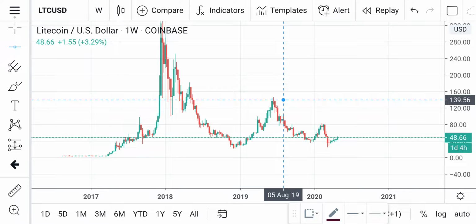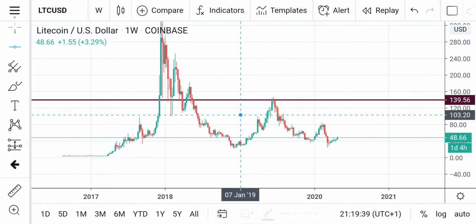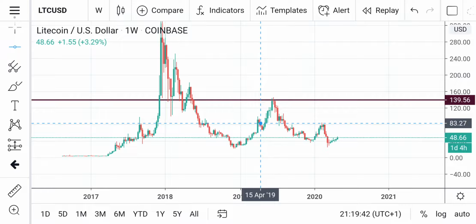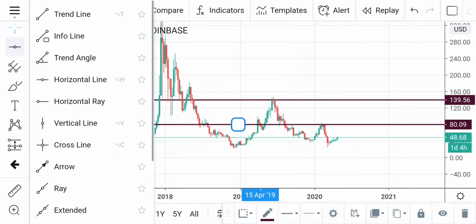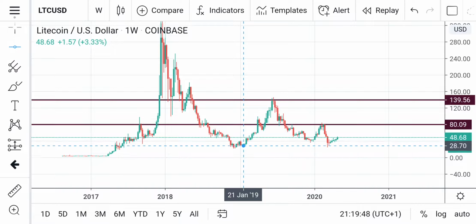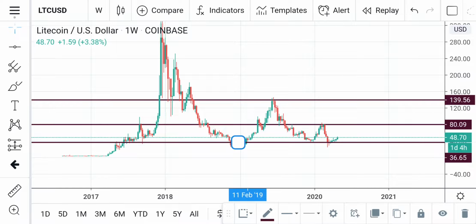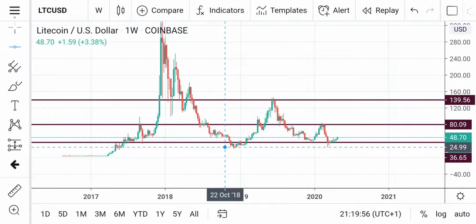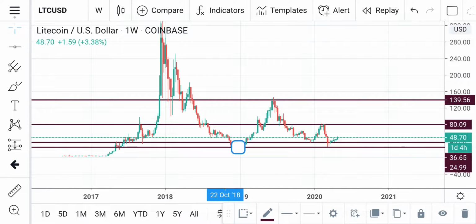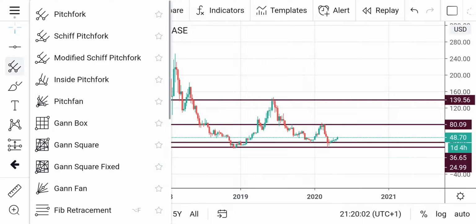I can see this level over here. I can see this one over here. And I can see this one over here. This is actually a zone, you can see it over here. So these are my key levels.